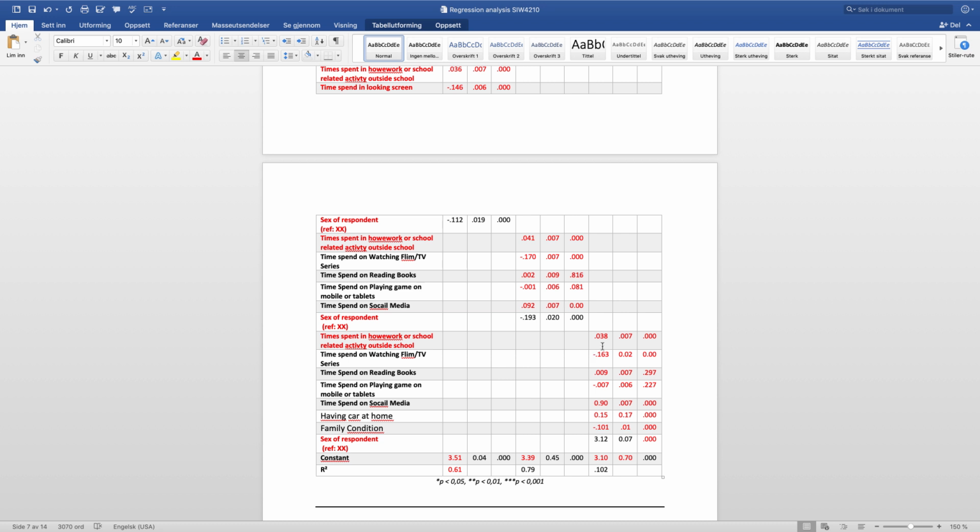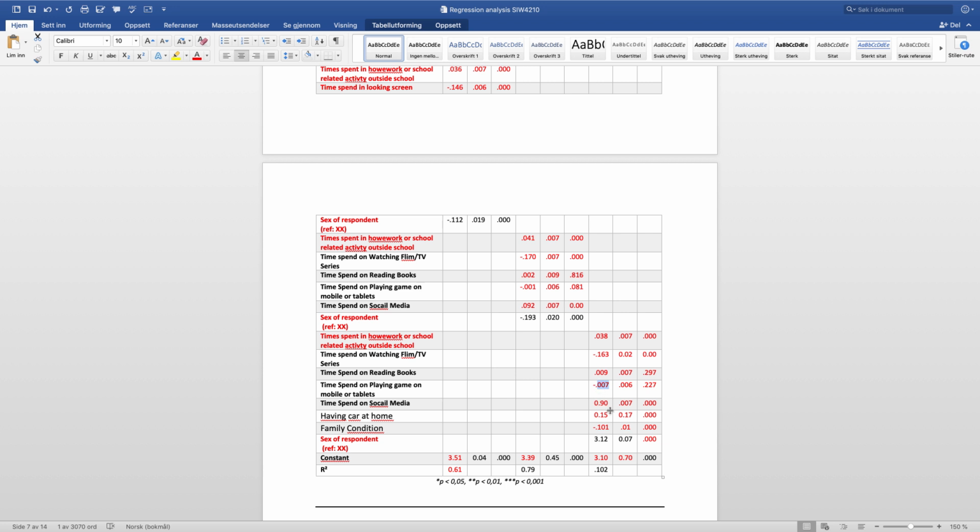So time spent on homework outside school increases the dependent variable, controlling for time spent on watching film and TV series. Not surprisingly, as you go one up on the time spent on watching TV and films, the physical activity dependent variable decreases by 0.163 scale units because it's negative and it's significant. But time spent on reading books is not significant. The same with playing video games or playing games on the mobile or tablet.